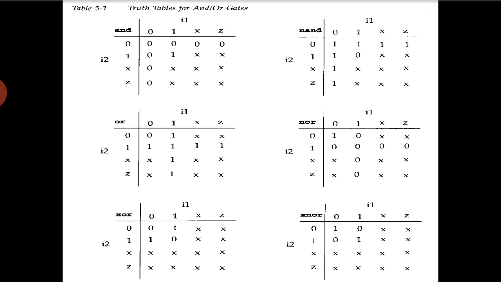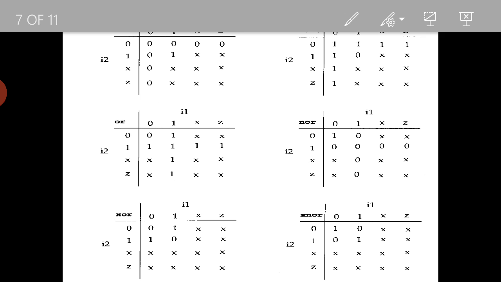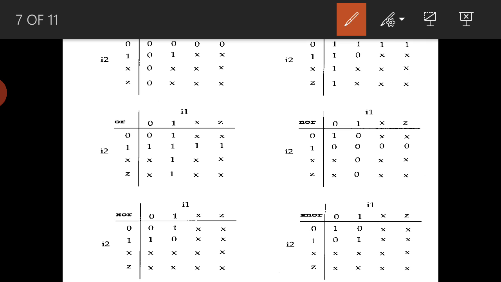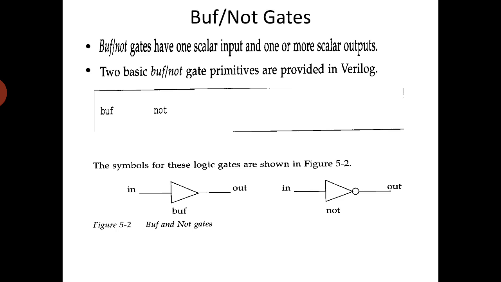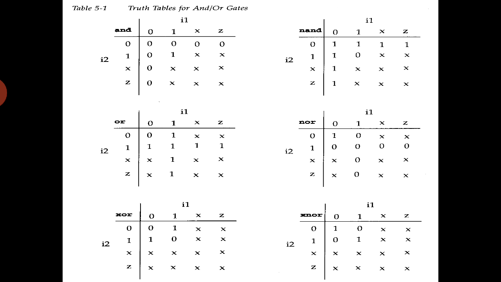These are truth tables with 0, 1, x, z. So in the exam also, if they ask for a truth table, we should not write only 0 0, 0 1; we need to consider all these values with respect to this module. So this is regarding truth tables for AND, OR types. In the next class we will see about buf and not gates.